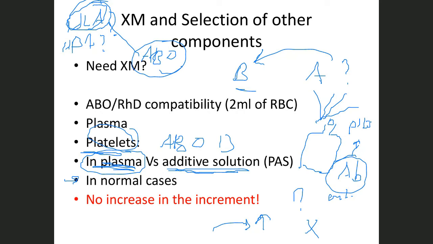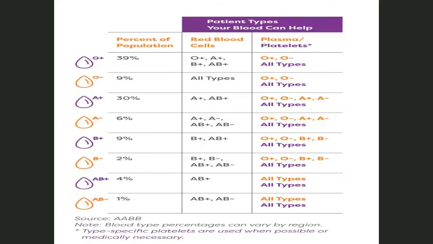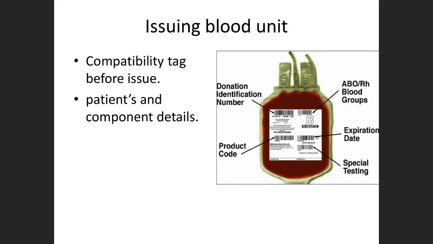But for normal cases, it's okay to provide them with non-ABO-compatible platelets. So here is just a summary. We can see that for plasma and platelets, all types are acceptable. With red blood cells, this is from A. So you can read it later.